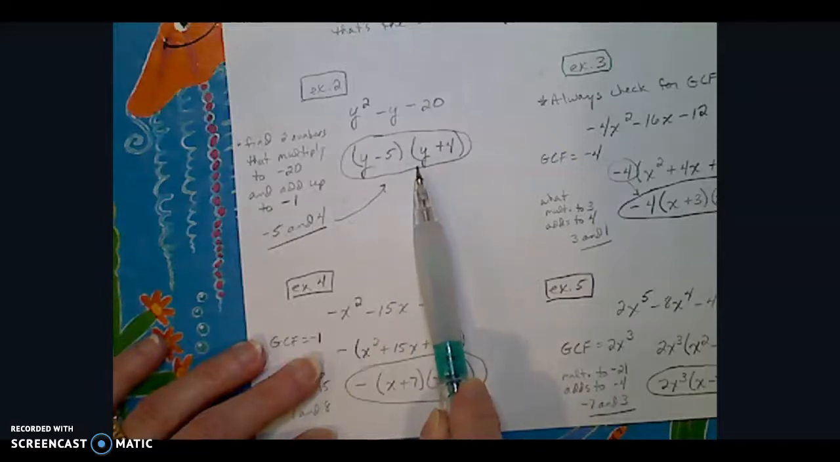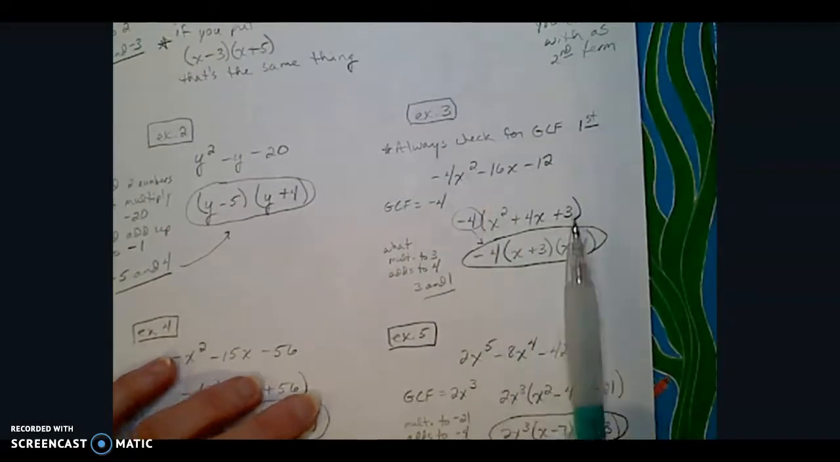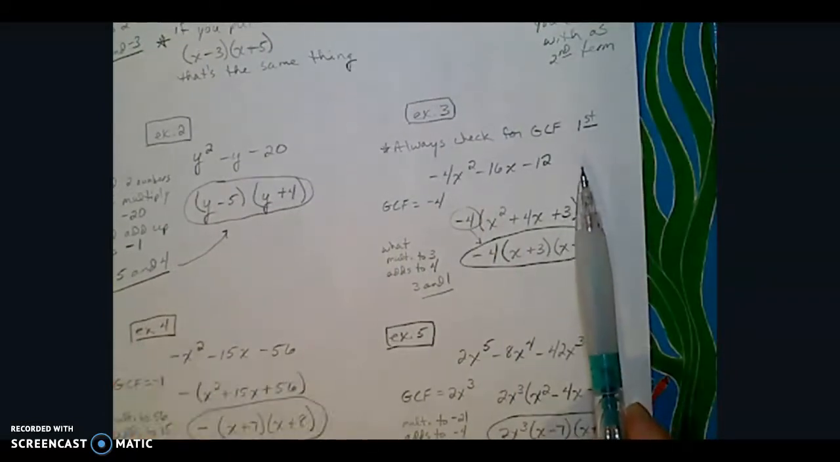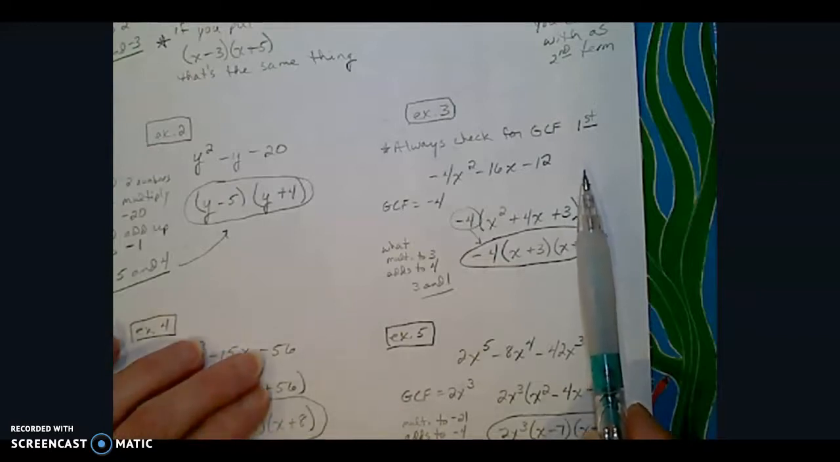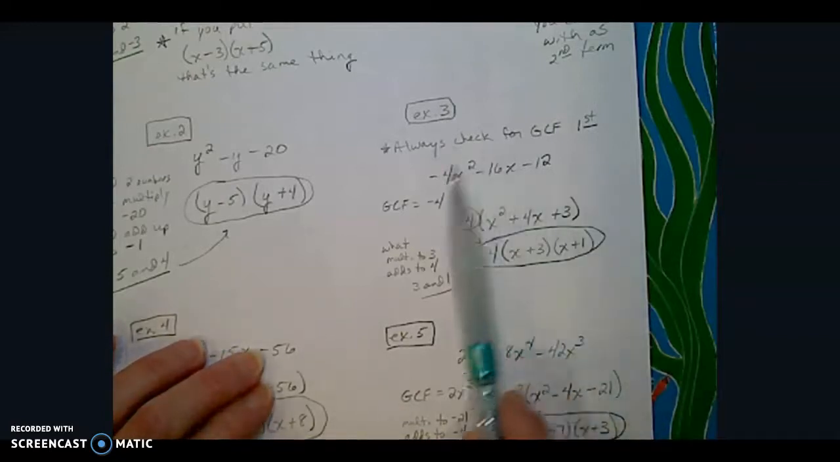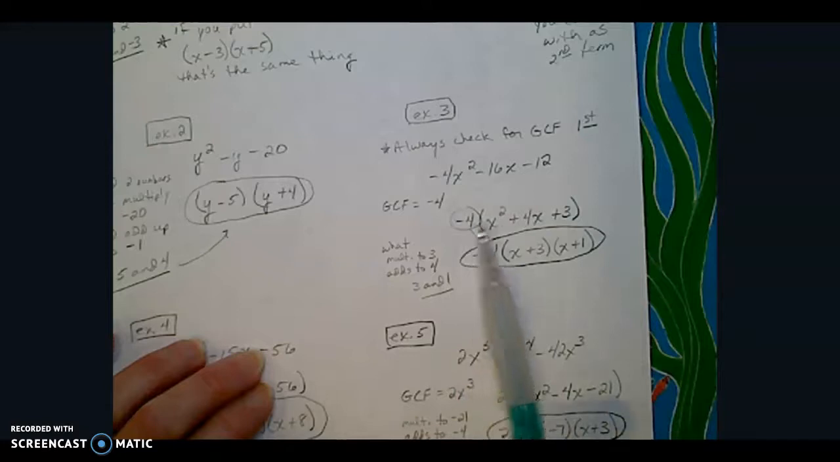and then I put my 2 numbers that I came up with in the parentheses in either order. Okay, in example 3 here, just like before with grouping, I said always make sure to check for your greatest common factor. So in this case, my greatest common factor is negative 4. Now it's negative because the leading coefficient is negative. So I'm going to factor out a negative 4, and I'm left with this trinomial.